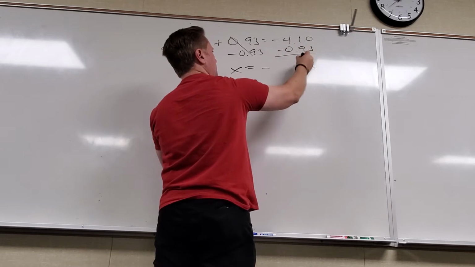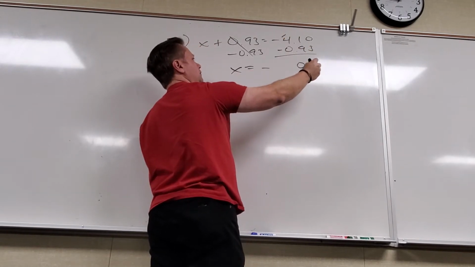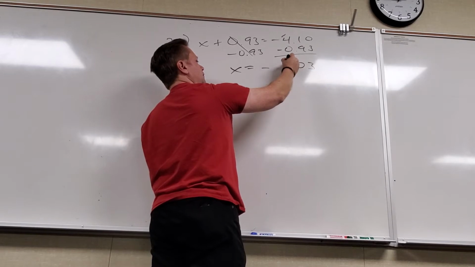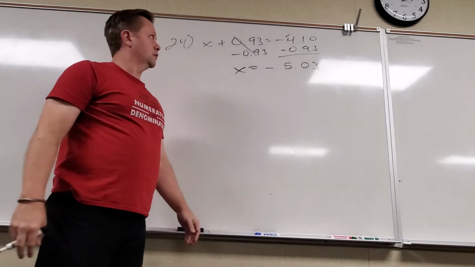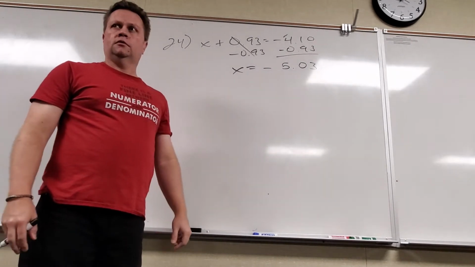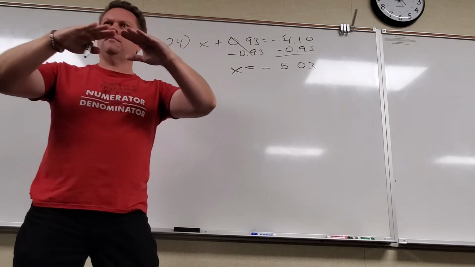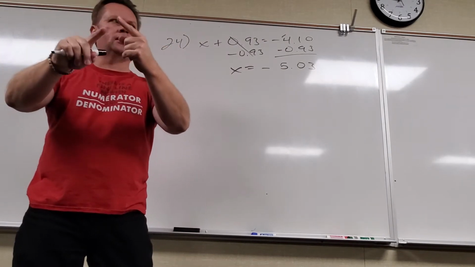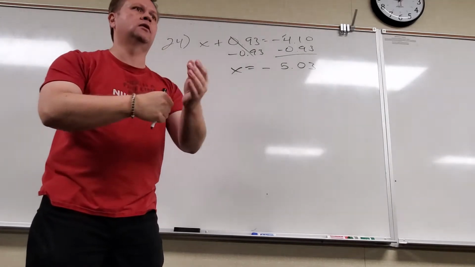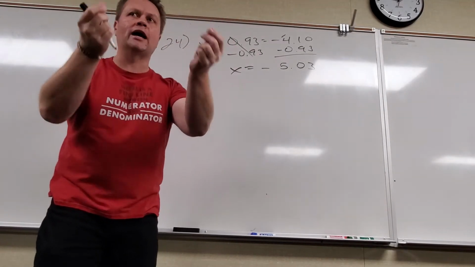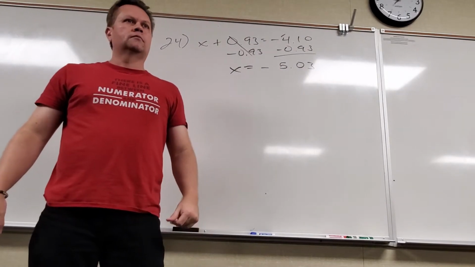Negative 5.03. See how that most basic math rule works? If you're trying to combine them and they have the same sign, you add them, put the sign on. They have different signs, you subtract them and put the sign of the bigger one back on. Maybe?